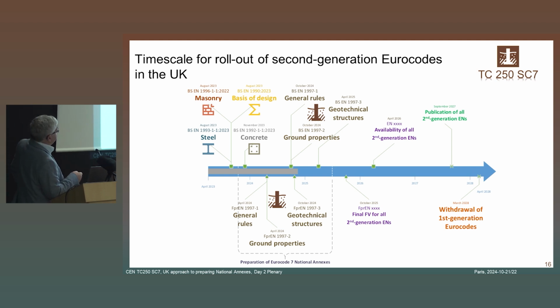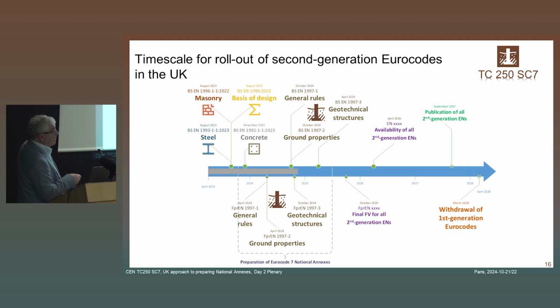So we've already got the Masonry Code, BS EN 1996-1, that was published in 2022. We've got the Steel Code, we've got the Concrete Code, and we've got EN 1990, the basis of design. Remember, what's coming is a splitting of that into two parts, new structures and existing structures. That hasn't gone ahead yet. So this is what is available today.